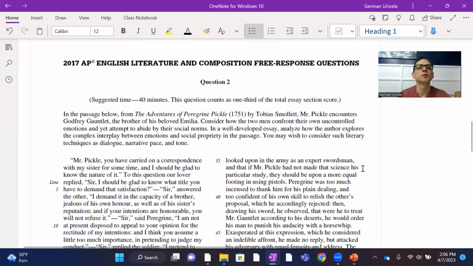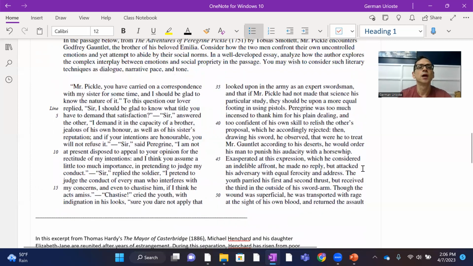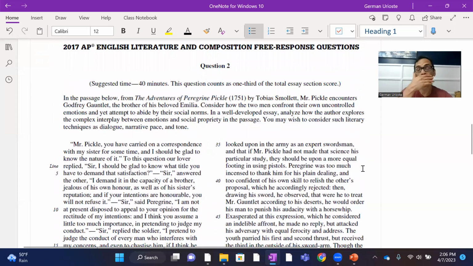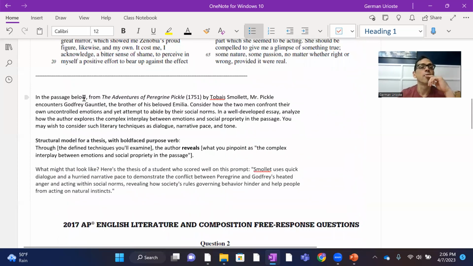Here is another, and notice the length. Not that long, right? There is a prompt. I put the prompt up front here. Let's read it together. In the passage below from The Adventures of Peregrine Pickle, 1751 by Tobias Smollett, Mr.